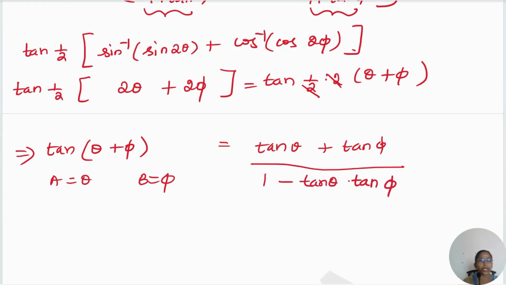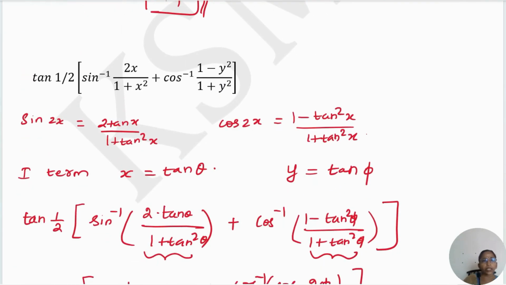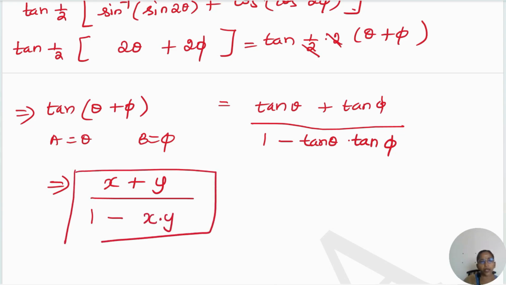So what is our data? What is tan theta? Look at the data. Here tan theta is x and tan phi is y. So now substitute: tan theta is x plus tan phi is y, divided by 1 minus tan theta, which is x, tan phi, which is y. So x plus y divided by 1 minus xy. This is our final answer.